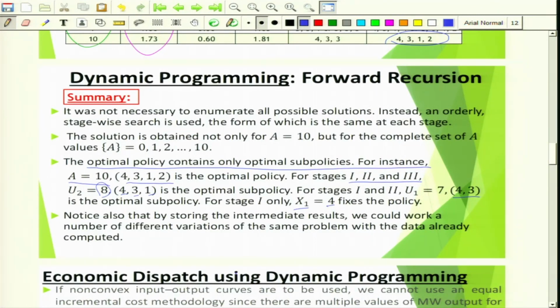So notice also that by storing the intermediate results, we could work a number of different variations of the same problem with the data already computed. Now we already computed, say 1 venture is gone, you will have other best sub policies available with you.